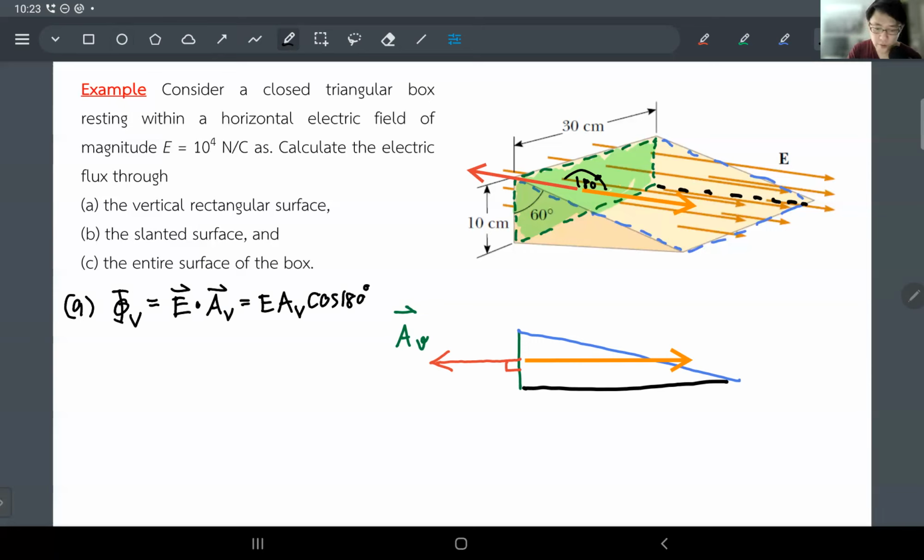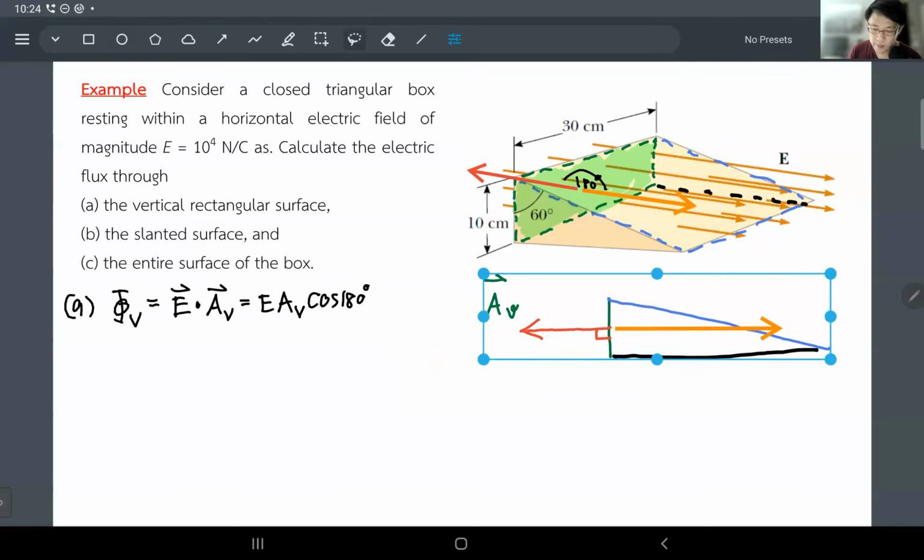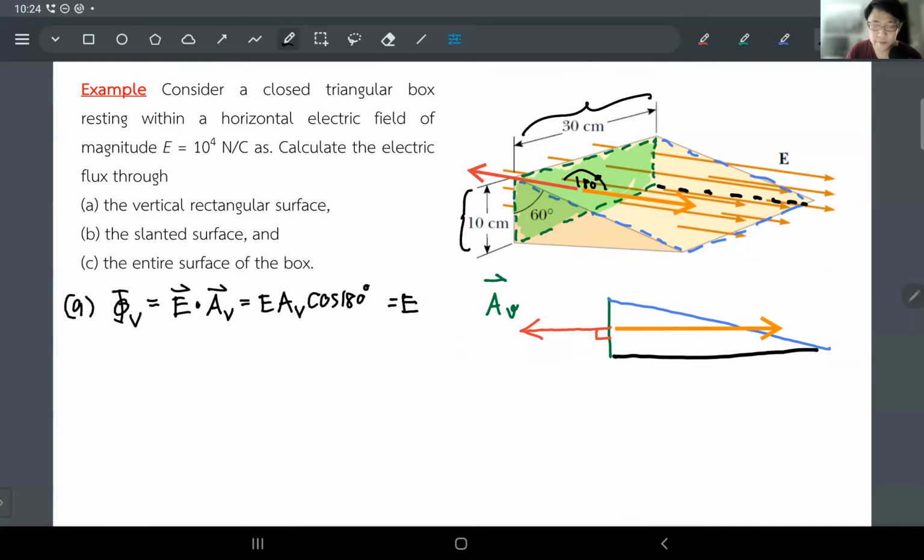Nice. Okay. So let me move this out of the way a bit. Here we go. And of course, this is going to give you the negative E. Now the A vertical, that's easy, is just the height times the width. So I can just plug it in there. Oh, sorry. I need the negative sign here. So there you go. It's negative E times the height.